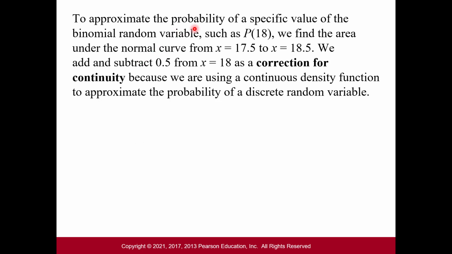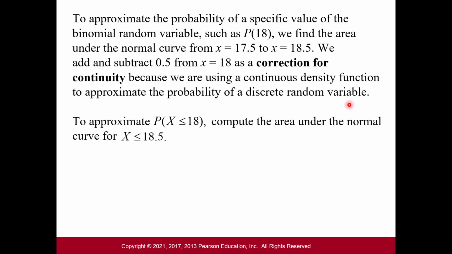To approximate the probability of a specific value of the binomial random variable, let's say we want to calculate the probability of 18, what we actually do is find the area under the normal curve around 18. So we would say from x equals 17.5 to 18.5. We add and subtract 0.5 from our x value as a correction for continuity, because we're using a continuous density function to approximate the probability of our discrete random variable.